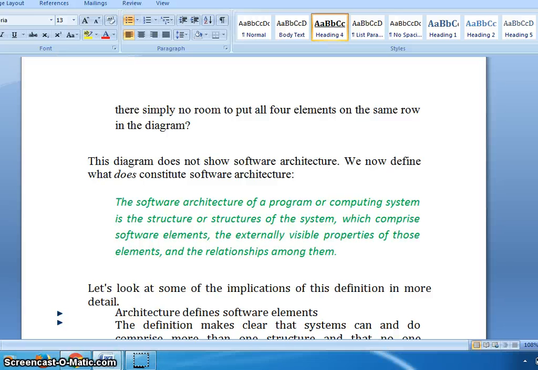Means software architecture of a program or a computing system is the structure or structures of the system. Also from this definition we can say the system can and does comprise more than one structure, and we can tell every computing system must comprise elements. It is a combination of elements and the relations among them. And also each structure consists of its own behavior. All behavior constitutes the functionality of a system.